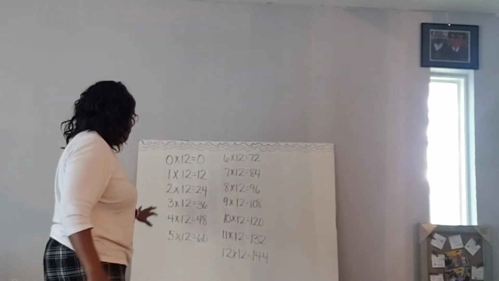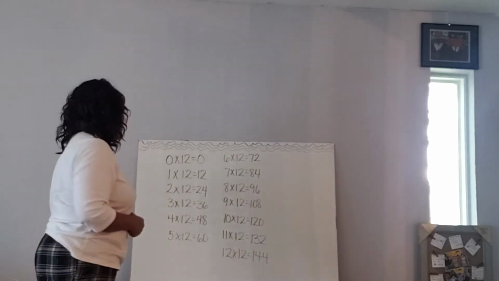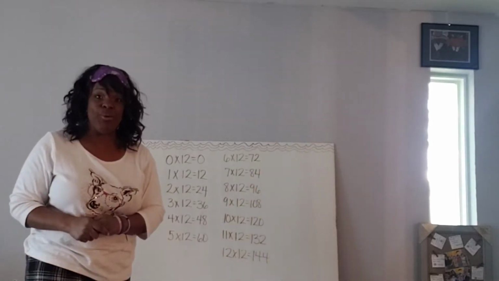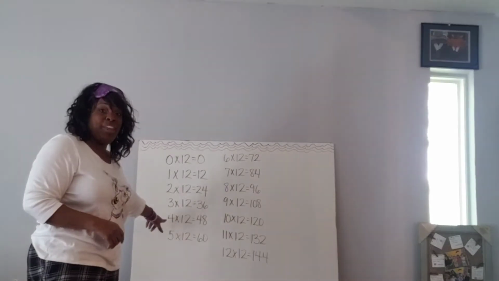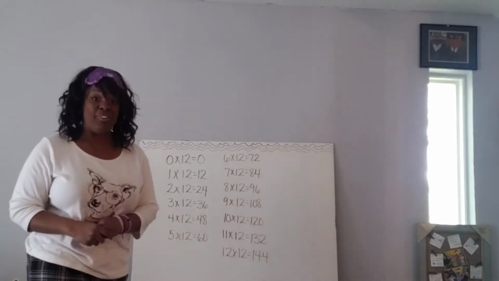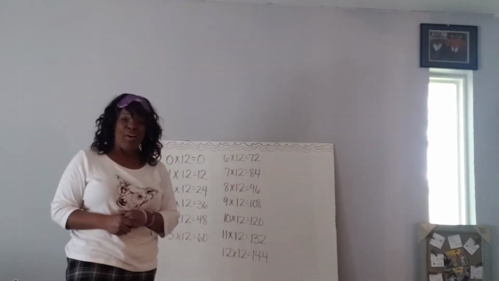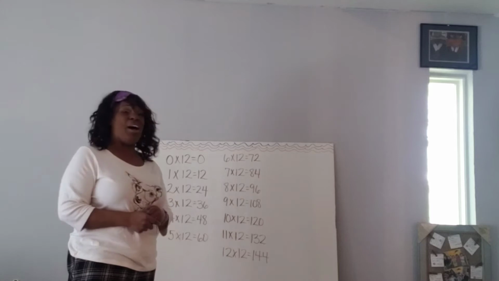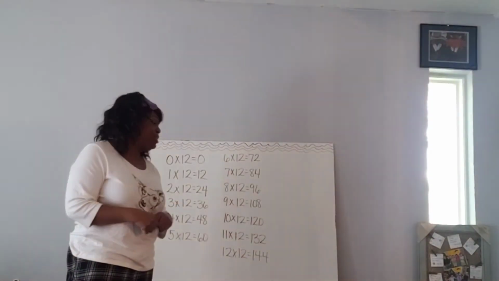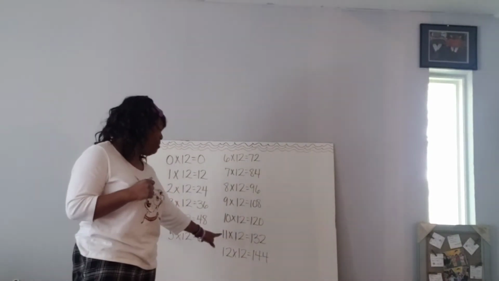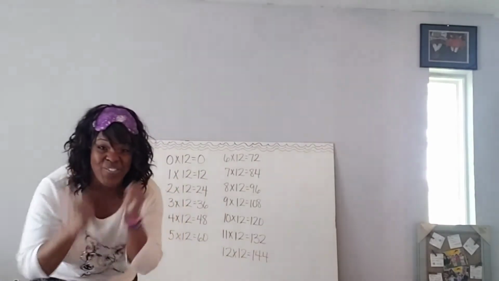All right, ready? 0 times 12 equals 0. 1 times 12 equals 12. 2 times 12 equals 24. 3 times 12 equals 36. 4 times 12 equals 48. 5 times 12 equals 60. 6 times 12 equals 72. 7 times 12 equals 84. 8 times 12 equals 96. 9 times 12 equals 108. 10 times 12 equals 120. 11 times 12 equals 132. 12 times 12 equals 144.